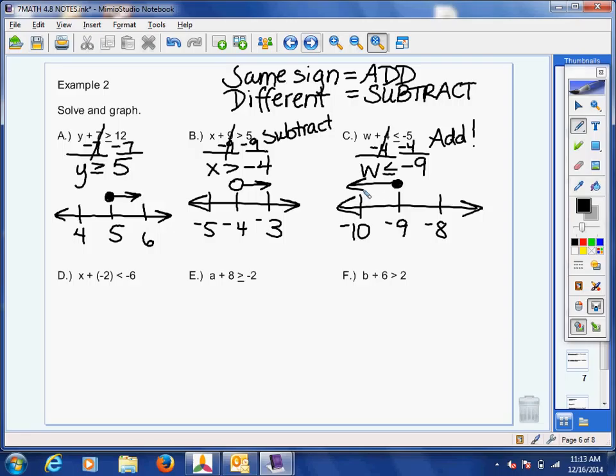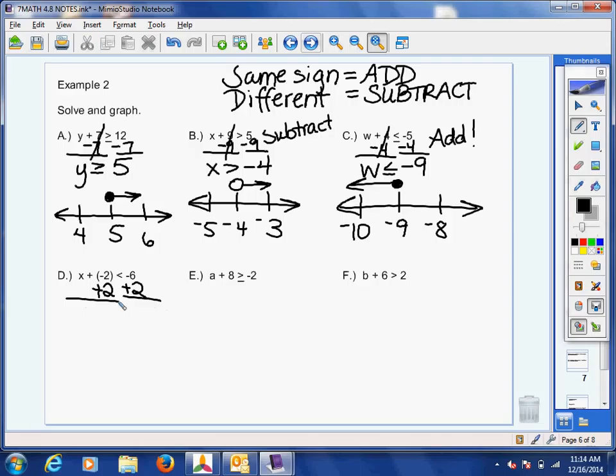Okay. Now, letter D, we have x plus negative 2 is less than negative 6. The way I normally teach this is to make sure it's addition, and it is. And then what I like to do is add the opposite. What's the opposite of negative 2? 2. So I'm going to add the opposite. I'm going to add 2 to each side.